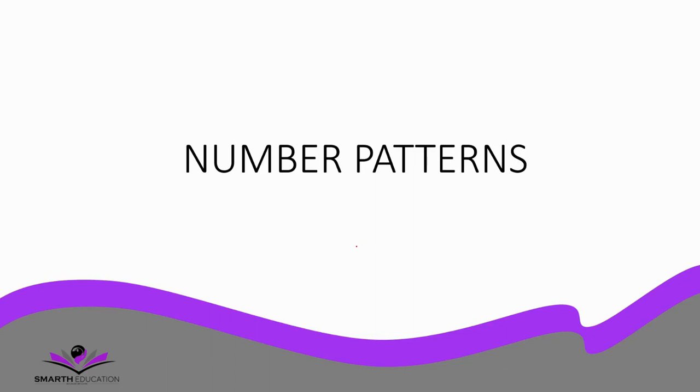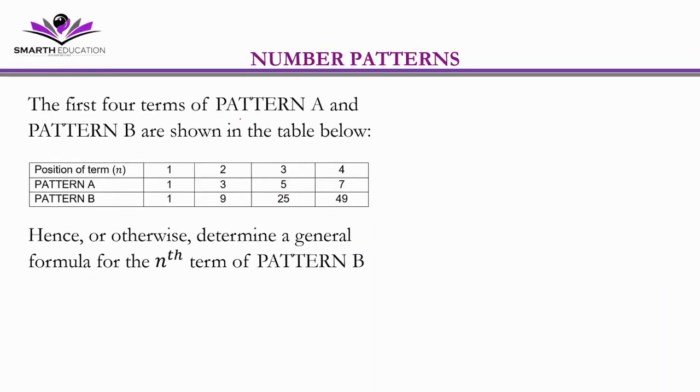Welcome back. Let's do question 122. The first four terms of pattern A and pattern B are shown in the table below. This is the table. Hence or otherwise, determine the general formula of the nth term of pattern B. How do we get B?